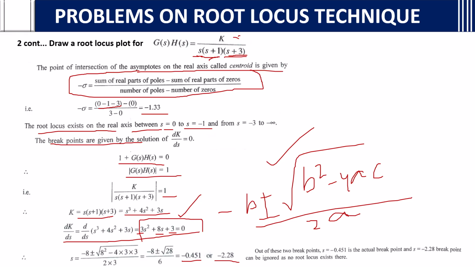These two are nothing but breakpoints, not roots, because we're finding breakpoints, that is dk by ds equals 0. Sorry for that, I said roots, it is breakpoints: s equals minus 0.451 and s equals minus 2.28. These breakpoints can be ignored as no root locus exists there. As you can see, we can ignore these two breakpoints because there are no roots existing there. At minus 0.451 there is no root, and at minus 2.28 there is no root existing there, so we can ignore that.